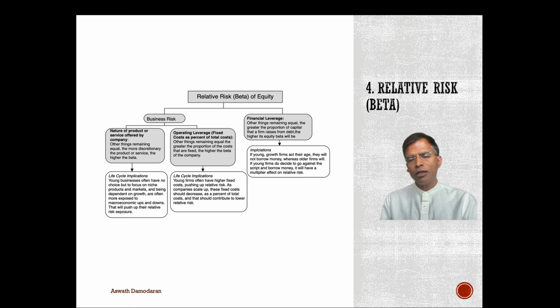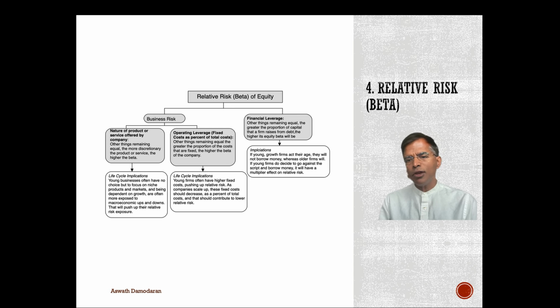Let's talk about relative risk or beta. Now I know that if you've taken a finance class, you've seen the ways in which we can estimate betas. And often we get lost in those estimation approaches, running regressions of returns on the stock against returns in the market. But if you step back and think about what drives that relative risk or beta, why is it that some companies have betas greater than 1 and less than 1? It comes down to fundamentals. It comes down to 3 choices you make as a company.